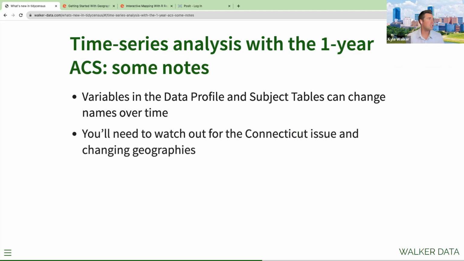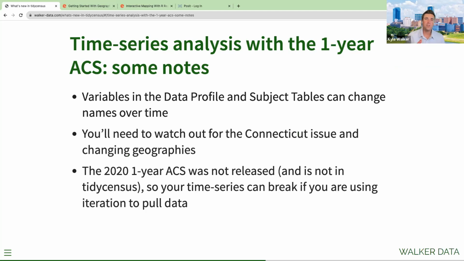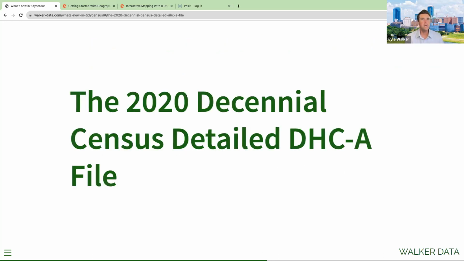You'll need to watch out for the Connecticut issue and changing geographies, and also be mindful that the 2020 one-year ACS, because of the pandemic, was not released. So your time series can break if you're trying to pull data for 2020. All right, so let's go ahead and move on to the other data set that we're going to be covering today, which is the detailed DHC-A file.